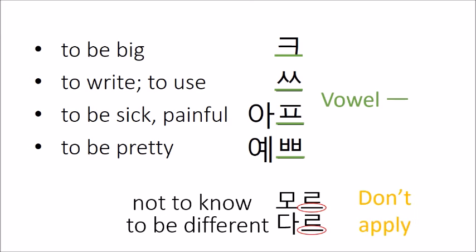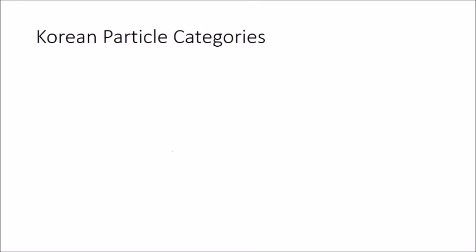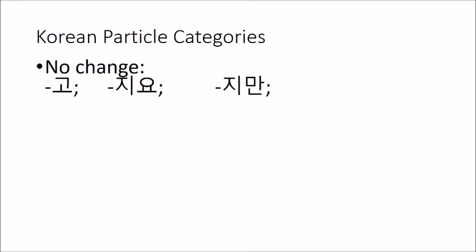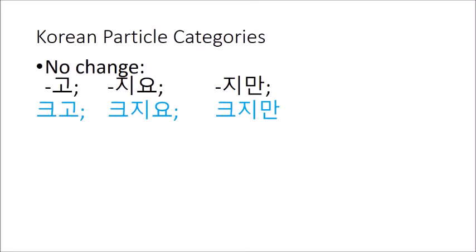Okay. Before we start conjugating, I want to summarize the particle categories of Korean. In the first category, we have the particles that do not change the stem of the word, such as 고, 지요, 지만. No matter what kind of word they follow, they do not change the stem. For example, we have 크고, 크지요, 크지만. The word stem 크 is not changed.